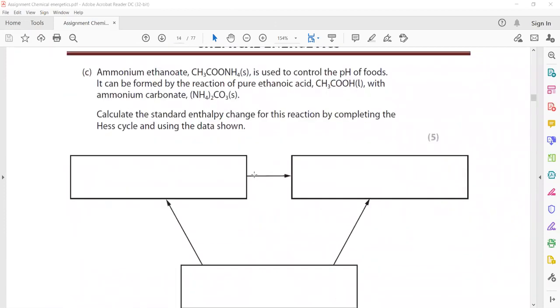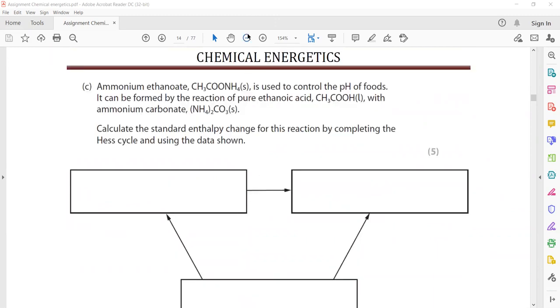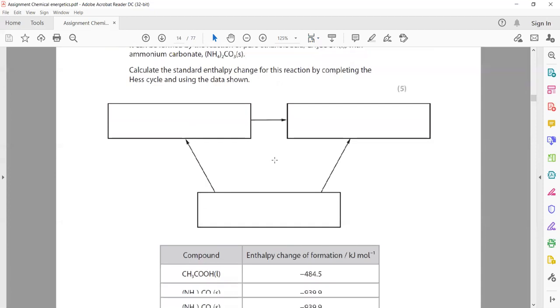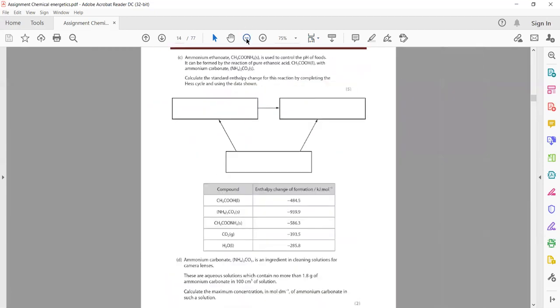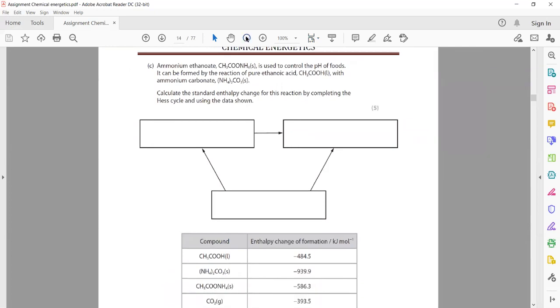The next question: ammonium ethanoate is used to control the pH of food. It can be formed by the reaction of pure ethanoic acid with ammonium carbonate. Calculate the standard enthalpy change of this reaction by completing the Hess cycle. And the values are given. This is also 5 marks.